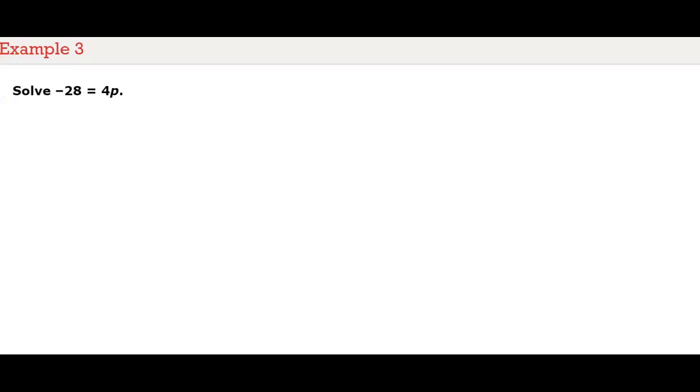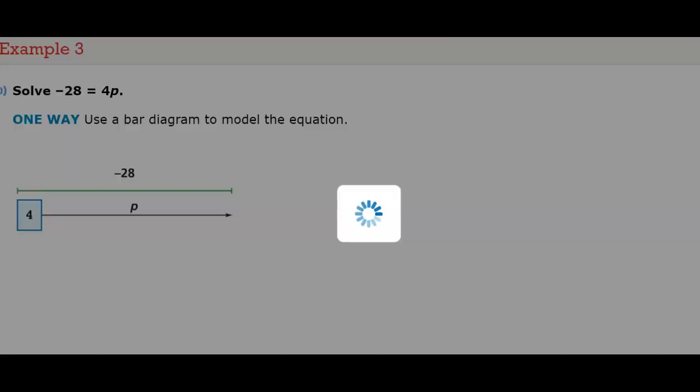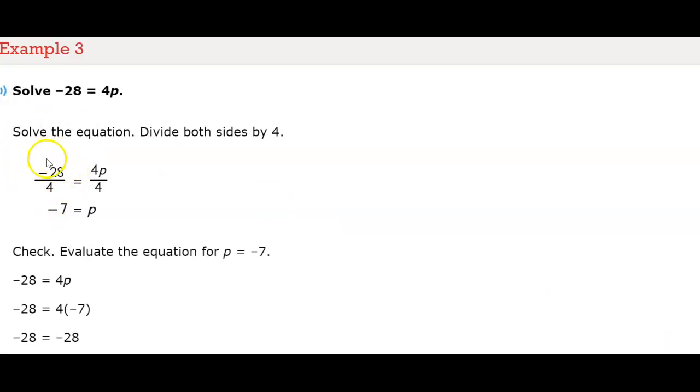Solve negative 28 equals 4 times P. The bar graph shows that you have negative 28 to represent the entire thing, and you have 4 that represents 4 of the p's that you're multiplying. Then the equation is negative 28 divided by 4, and then 4p divided by 4.